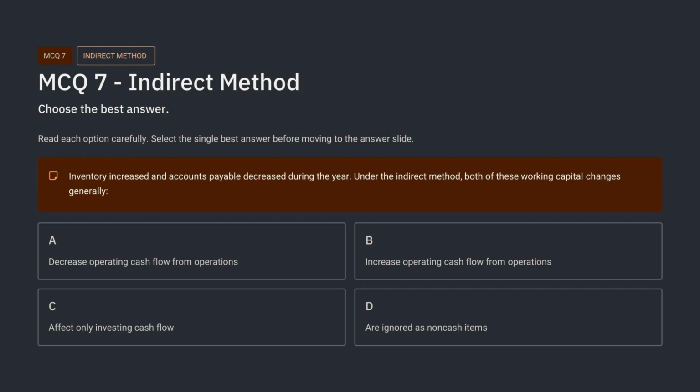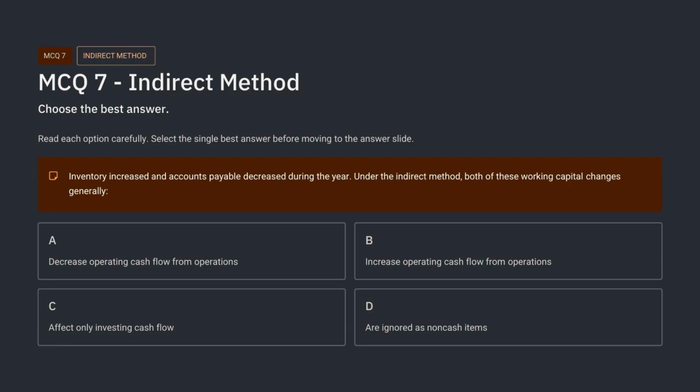The question is, inventory increased and accounts payable decreased during the year. Under the indirect method, both of these working capital changes generally do what? Your options are A. Decrease operating cash flow from operations, B. Increase operating cash flow from operations, C. Affect only investing cash flow, and D. Are ignored as non-cash items.